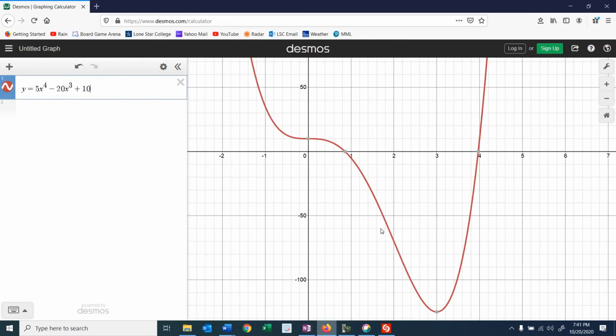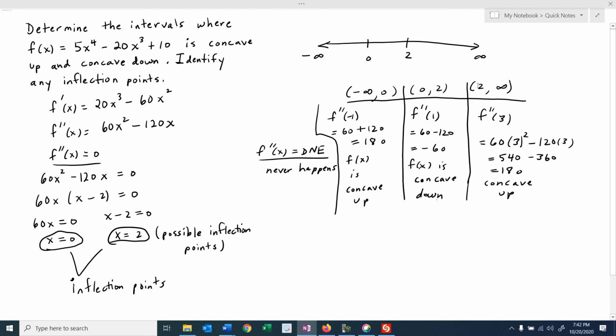So it's changing concavity right here. You can see it's concave down here, and then it becomes concave up at some point, right? It's changing concavity right at 2. So it's now concave up in this region, and concave down in this region. Okay, so it's changing concavity right at x equals 2, going from down to up. Between 0 and 2, it's concave down, and then from 2 to infinity, it's concave up. That matches what we found in our chart.